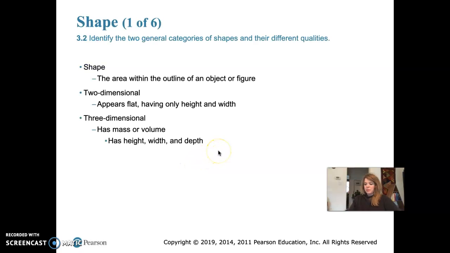Okay, next up, shape. The words shape and mass are sometimes used interchangeably, but they mean different things. Shape is the area within the outline of an object, whether it's 2D or 3D. When we see a three-dimensional object in natural light, we see that it has mass or volume. And so things with mass have height, width, and depth. If the same object is silhouetted against a sunset, we may see it as only a flat shape.